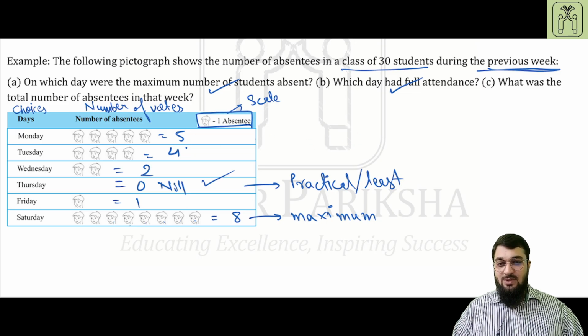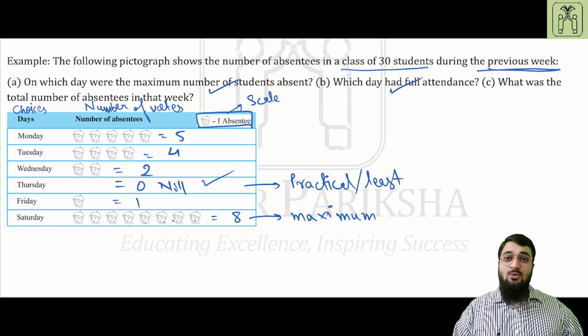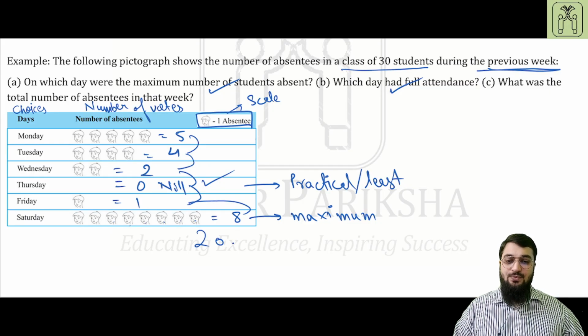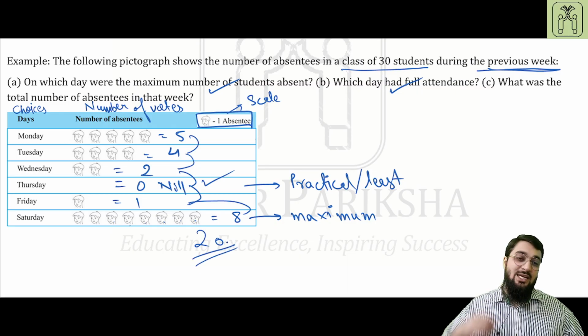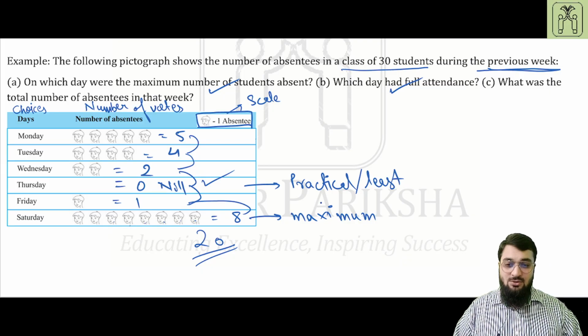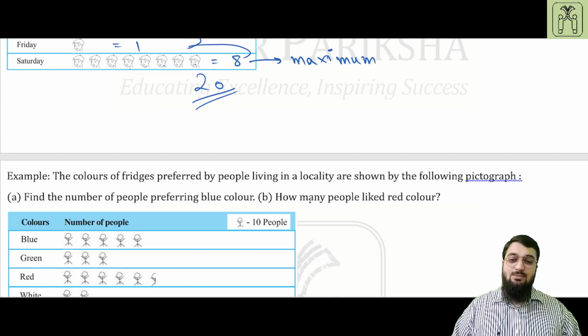So total number of absentees can be counted by accumulating all the absentees of the week. That is 5 plus 4, 9 plus 2, 11 plus 0 is 11 plus 1 is 12, and 12 plus 8 is 20. So total absentees are 20 absentees in the previous week of a class of 30 students. That is not bad. Coming to another example.